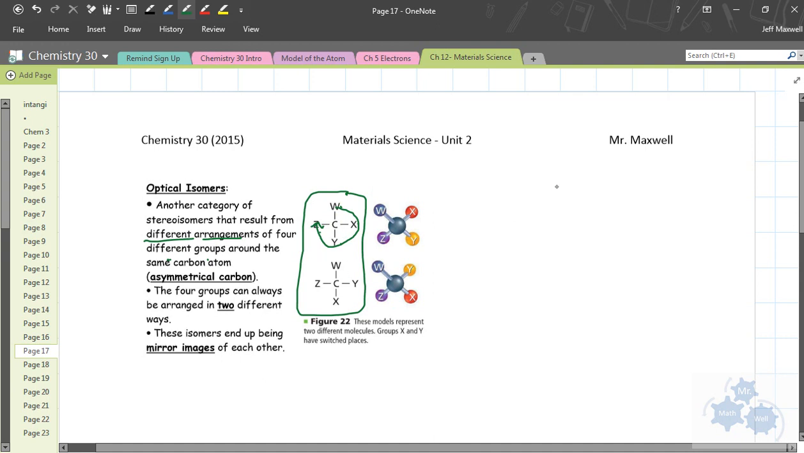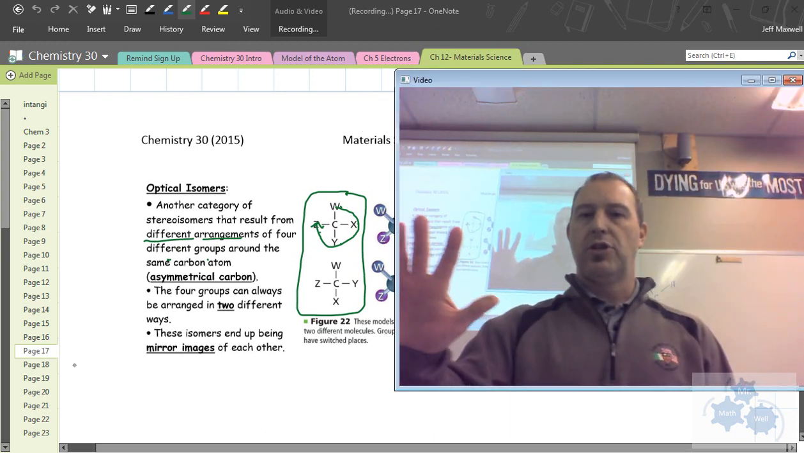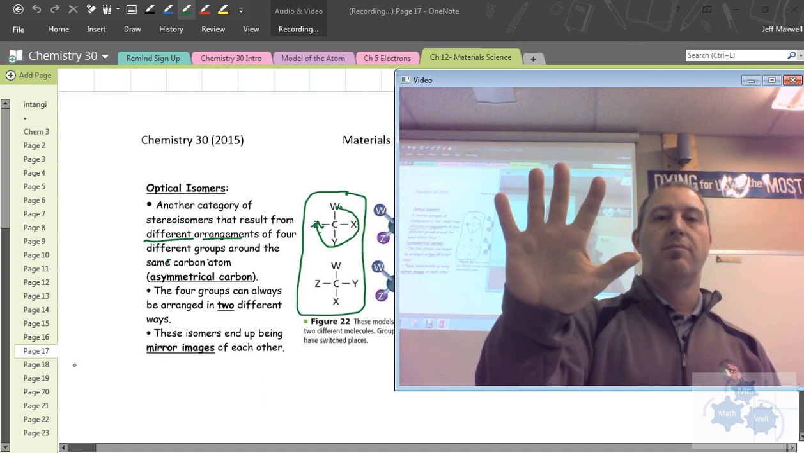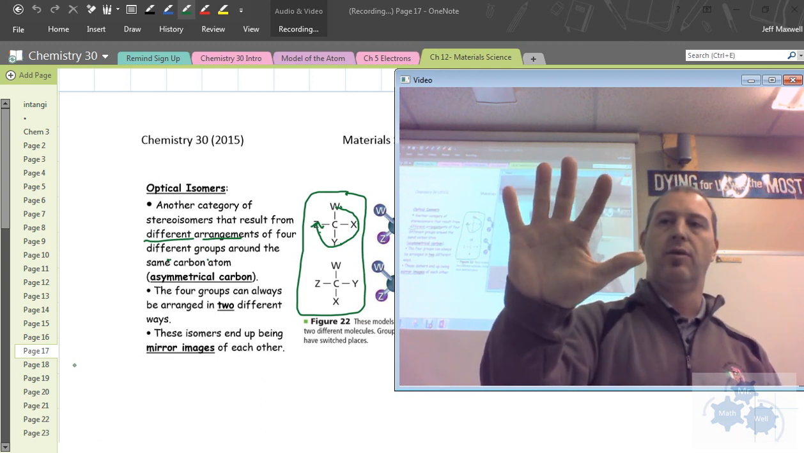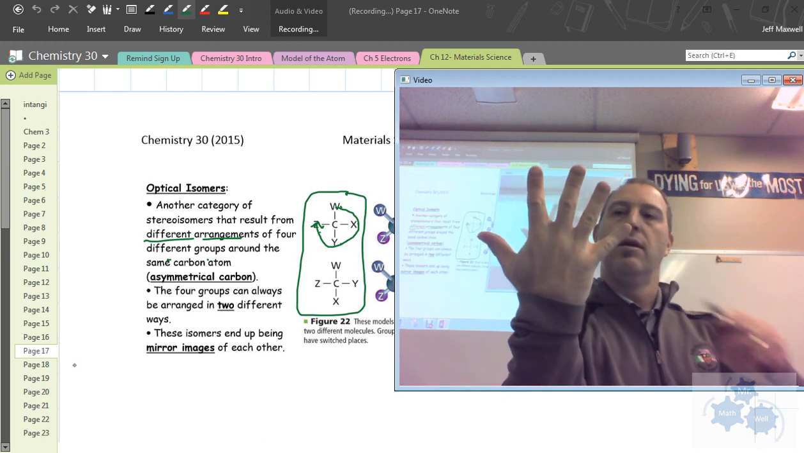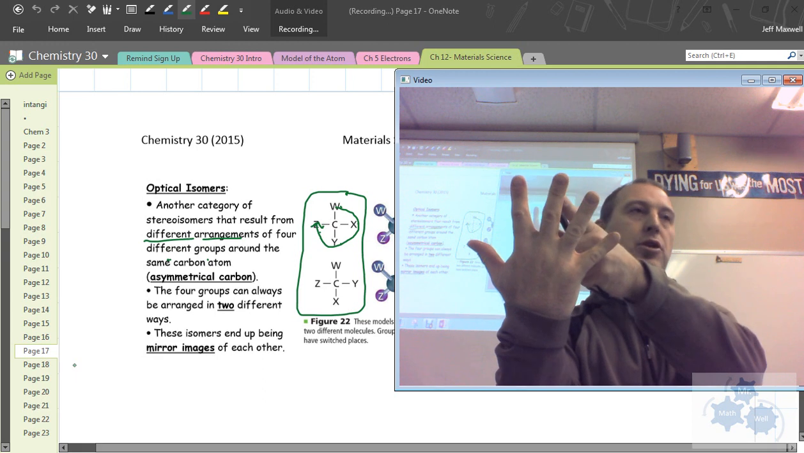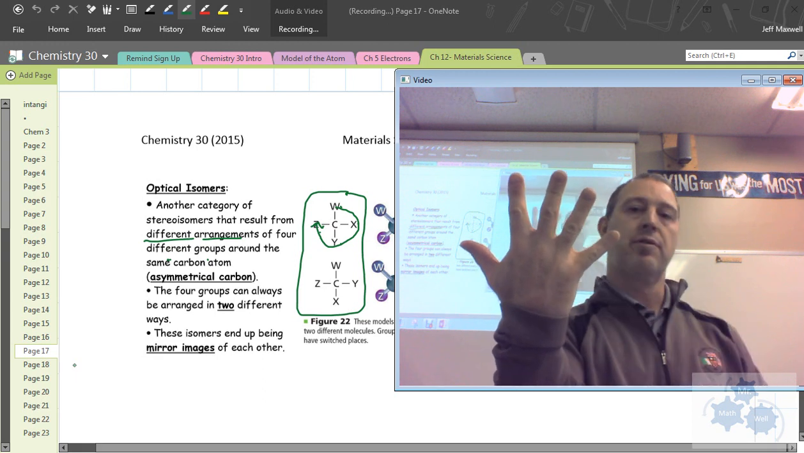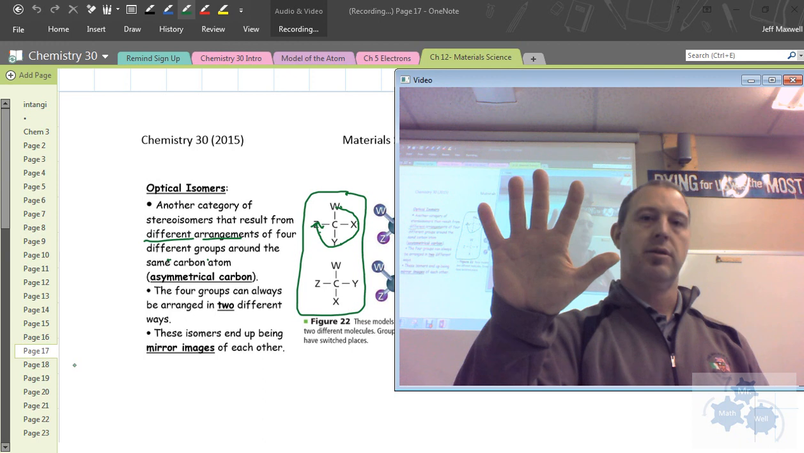Now, this is the same, right? W, X, Y, Z. This is the exact same molecule. It's just like you're looking at it from the other way. So think about your hand in front of you. If you flip it around like this, it's not an optical isomer, because it's still the same hand, still the same arrangement. But if I had my thumb somehow put in the middle here, where these fingers are actually out of order from each other, then that's an optical isomer.